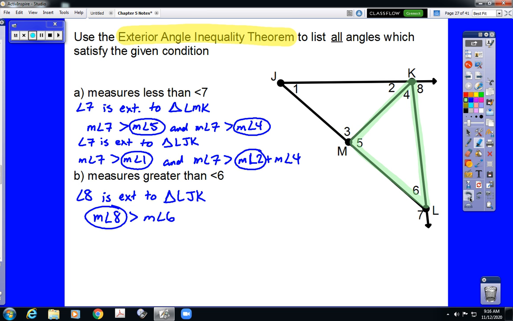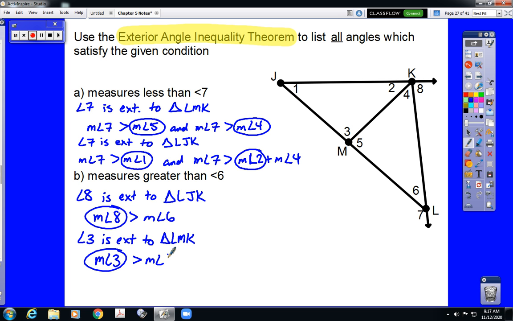So same reasoning, we would be able to say that since angle 3 is exterior to triangle LMK, the measure of angle 3 is greater than the measure of angle 6. So there's only two angles in this picture that we can 100% guarantee are bigger than angle 6.